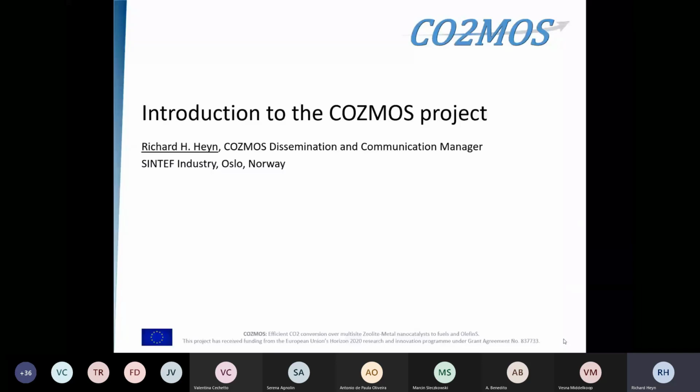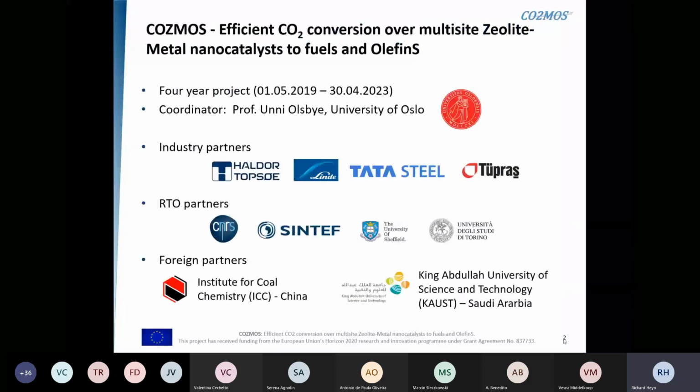So the COSMOS project is a 4-year project, which is not even 2 years old yet. The coordinator is Professor Unni Olsbye from the University of Oslo. We have 4 industry partners: Haldor Topsoe, Linde, Tata Steel, and Tüpraş. 4 RTO partners, and then our foreign partners, which was required by the call text, are the Institute of Coal Chemistry in China and KAUST in Saudi Arabia.